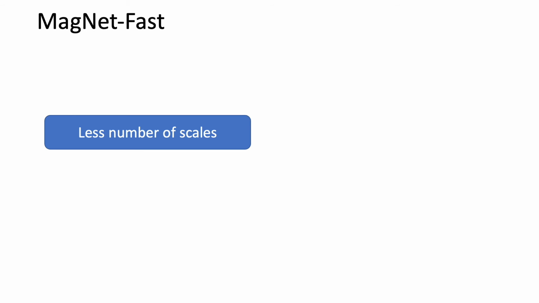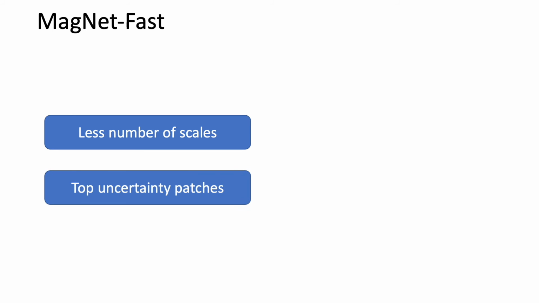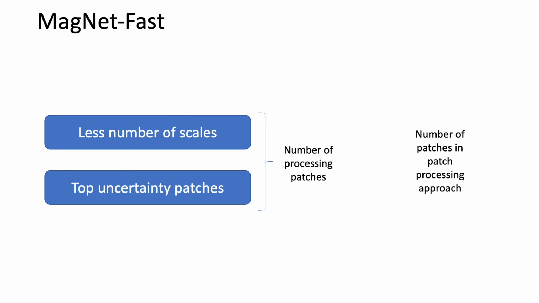We propose another fast version of MagNet named MagNet Fast which runs on a smaller number of patches. MagNet Fast refines on fewer scales and top uncertainty patches. Therefore, the number of patches processed by MagNet Fast is smaller than this number in the patch processing approach.